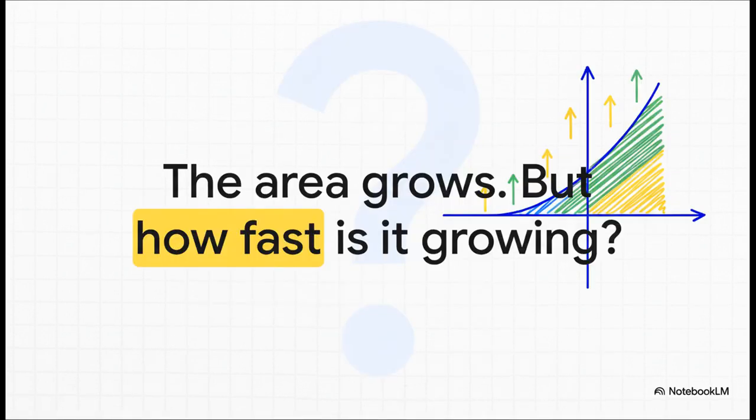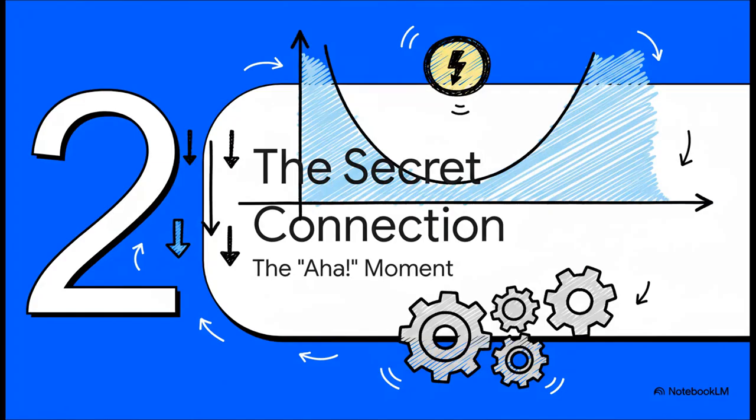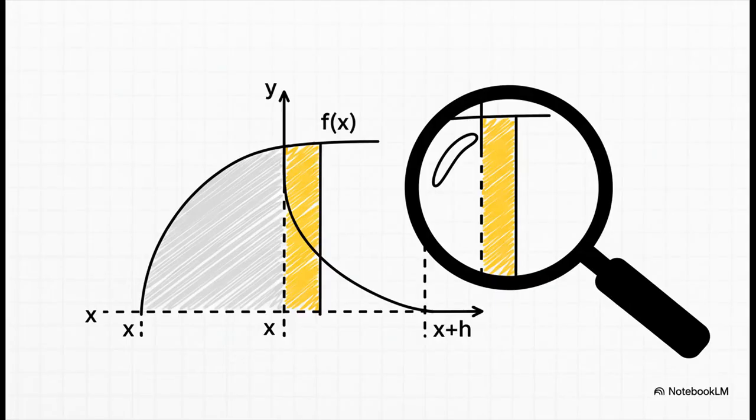And this is the breakthrough question. We know the area is changing. We can see it. But can we measure exactly how fast it's changing at any given instant? This one question is the key that's going to connect our two mysteries. This is it. This is where we find that secret connection, the big aha moment where this whole case starts to break wide open.